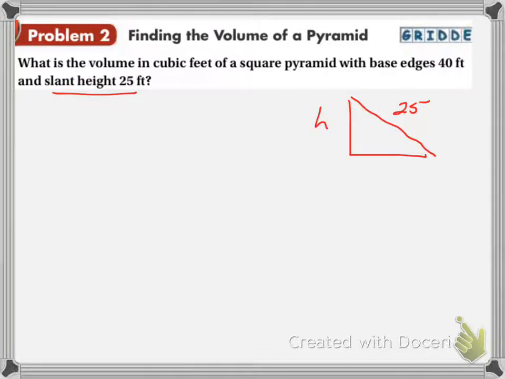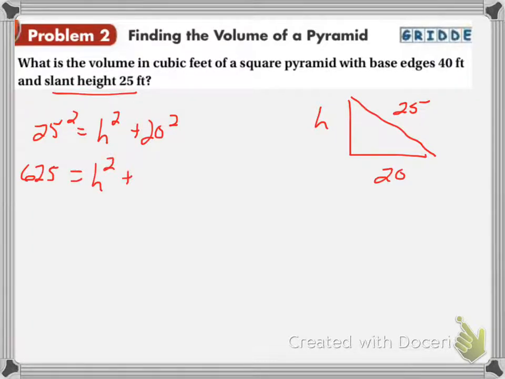Well, if our base is 40, remember, if I drew this whole pyramid out, this would be half my base. That's where I'm going to get this 20 from. And again, it's just Pythagorean theorem to find your height. It's 25 squared equals h squared plus 20 squared. So that's 625 equals h squared plus 400. Go and subtract 400 over. You get h squared equals 225. Again, to solve, I want to take the square root of both sides. That gives me h at 15. So my height is 15.